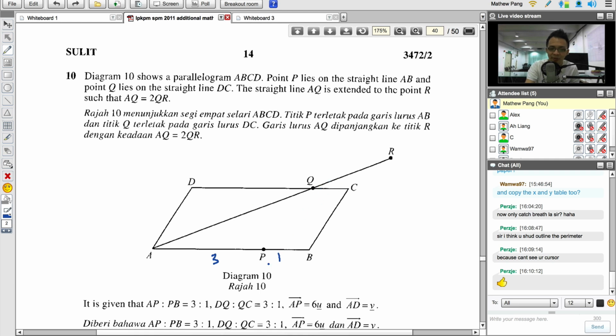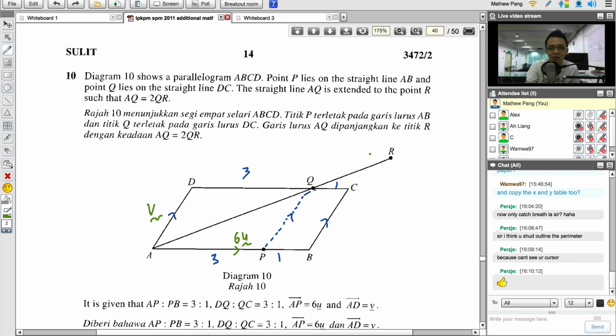So that means this one will be parallel with all this, because since this is 3, 1 also. Okay. Then I use a different color. Maybe use green. Okay. AP equals 6u. This one is 6u. AD equals v. This one is v. Alright, so I almost got all the information.